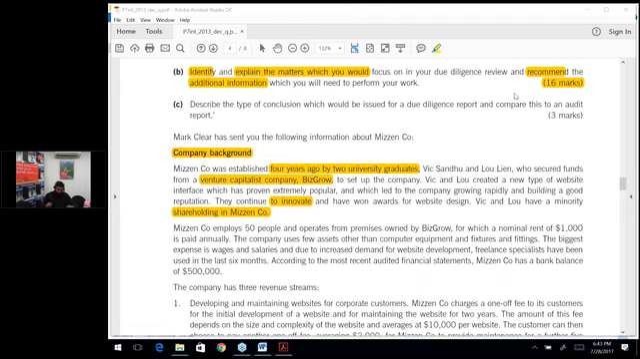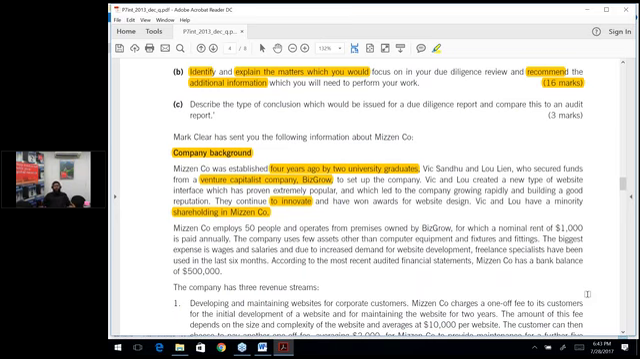Now, it says Mizzen was established. So you see the client is actually willing to take over this company. And when the client is willing to take over this company, then the client is expecting us to identify and explain the matters which we would focus on in our due diligence, and we need to recommend the additional information that is needed. So now you need to think about it as if you are acquiring this company.